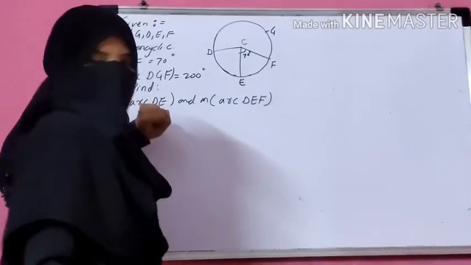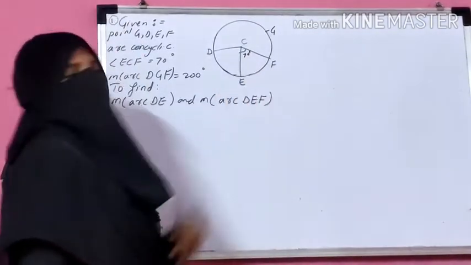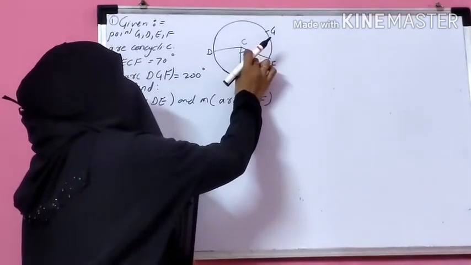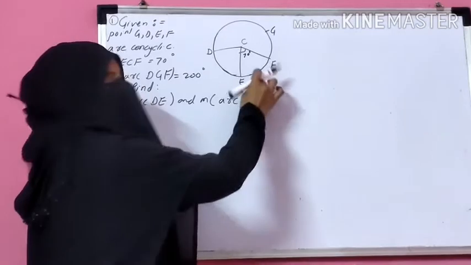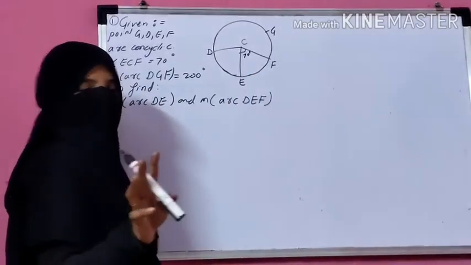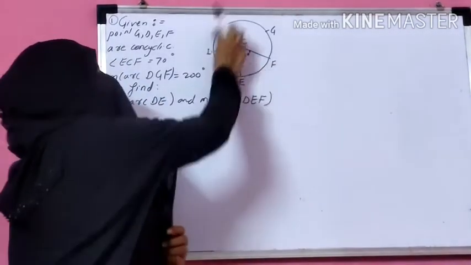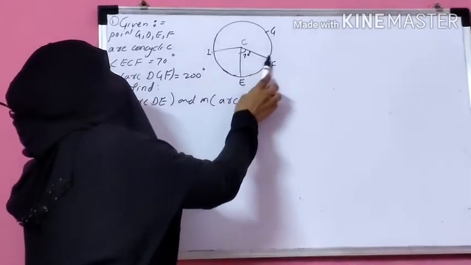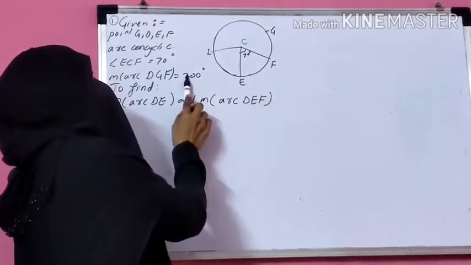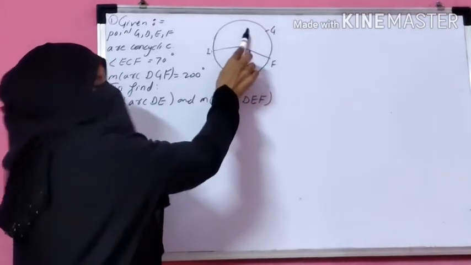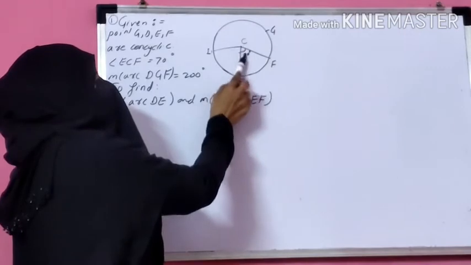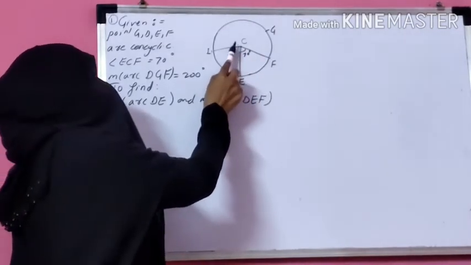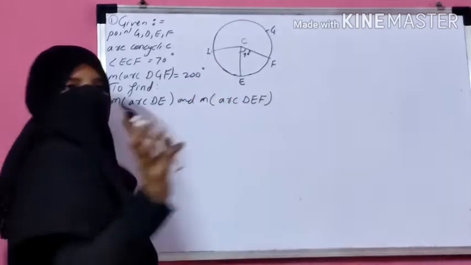First of all, the measure of an arc is equal to the measure of the central angle of a circle. So therefore, if the central angle here is 70 degrees, the measure of arc EF is also 70 degrees. Okay, got it? And the measure of the whole circle is 360. So this angle is 70 degrees, and the measure of this arc is 200 degrees. So the remaining is 270. 360 minus 270 is this angle. Okay, and the measure of this angle is equal to the measure of the arc.